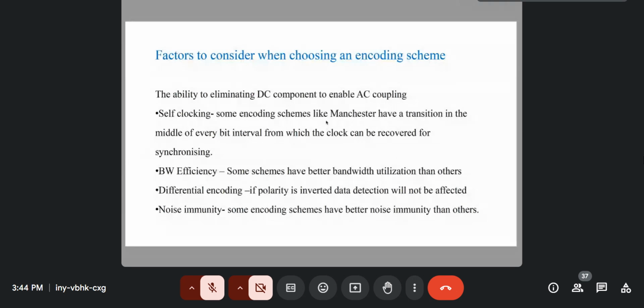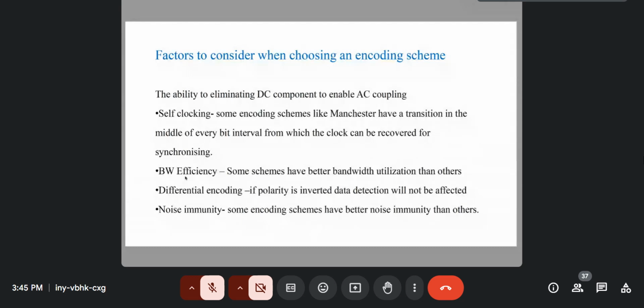Self-clocking is important because you can regenerate, at the receiver, the clock that was used at the transmitter, using your received signal. Ordinarily, if you didn't have that, you would need another line carrying a clock to synchronize the transmitter and the receiver. That's why these encoding schemes which can recover the clock, which have the clock built into them, are very important. So that is used for synchronizing.